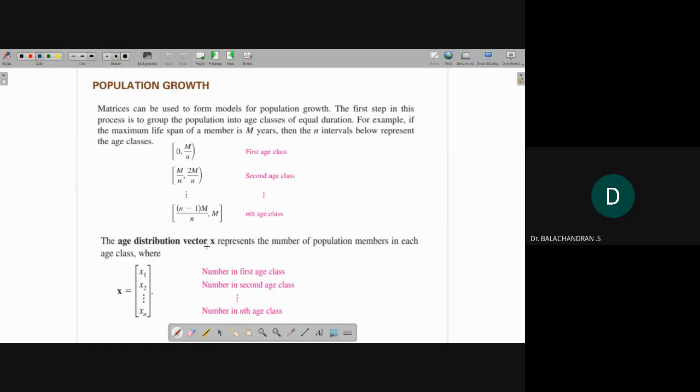The age distribution vector x represents the number of population members in each age class. So x1 denotes the total number of people in the first age class. x2 is the total number of people in the second age class. Similarly, xn is the total number of people in the nth age class. So capital X is the age distribution vector.